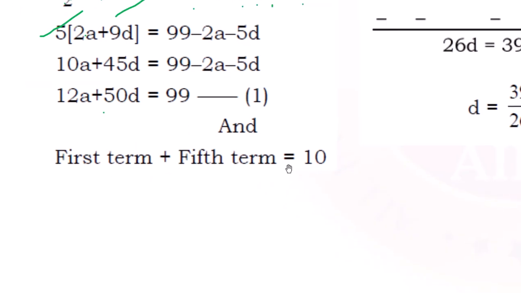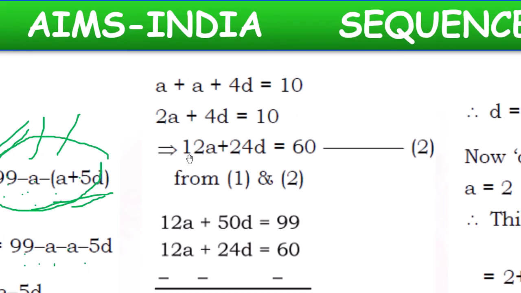And one more hint they have given in the question. First term plus fifth term equal to 10. So first term is a, fifth term is a plus 4d, which is equal to 10. A plus a, 2a plus 4d equals 10.